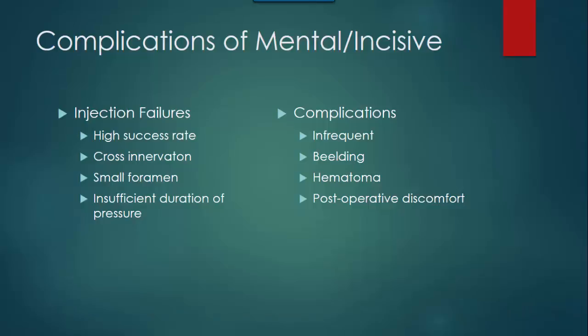This is a highly successful injection, but if failure does occur, it could be from being in the wrong area, or there could be some cross-innervation from a neighboring nerve. An especially small mental foramen might prevent the anesthesia from entering the foramen to anesthetize the incisive nerve. Complications are infrequent, but bleeding, hematomas, and postoperative discomfort is always possible with every injection.